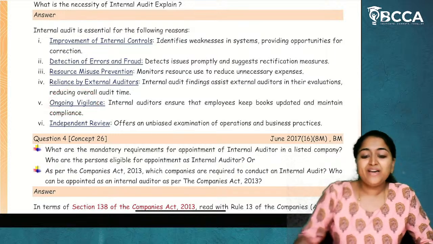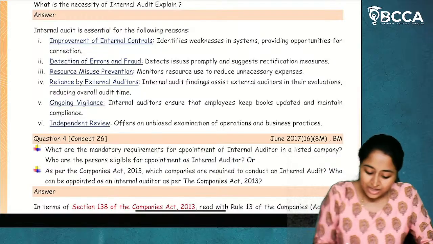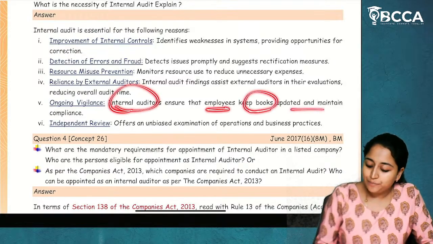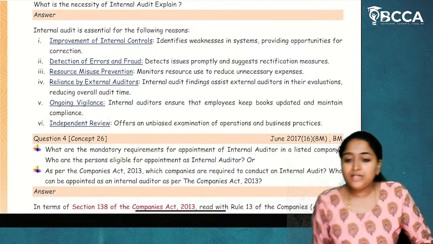Next is ongoing vigilance. This is not a one-time process. It will be an ongoing process. Internal auditors ensure that employees keep books updated and maintain compliance. And it is an independent review.